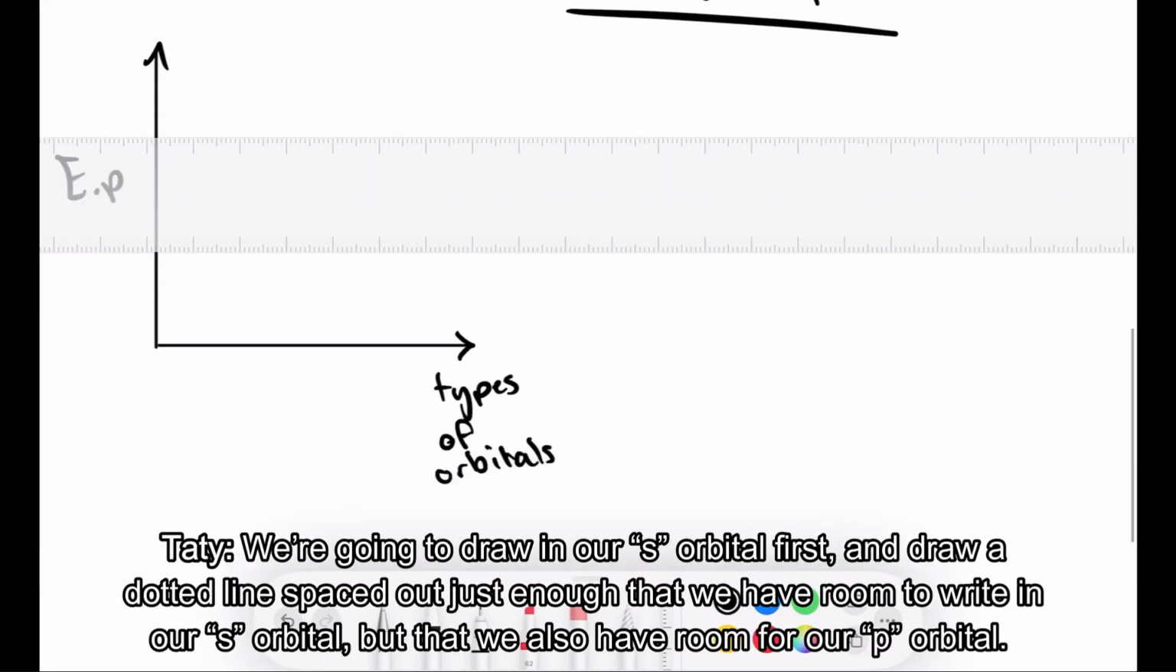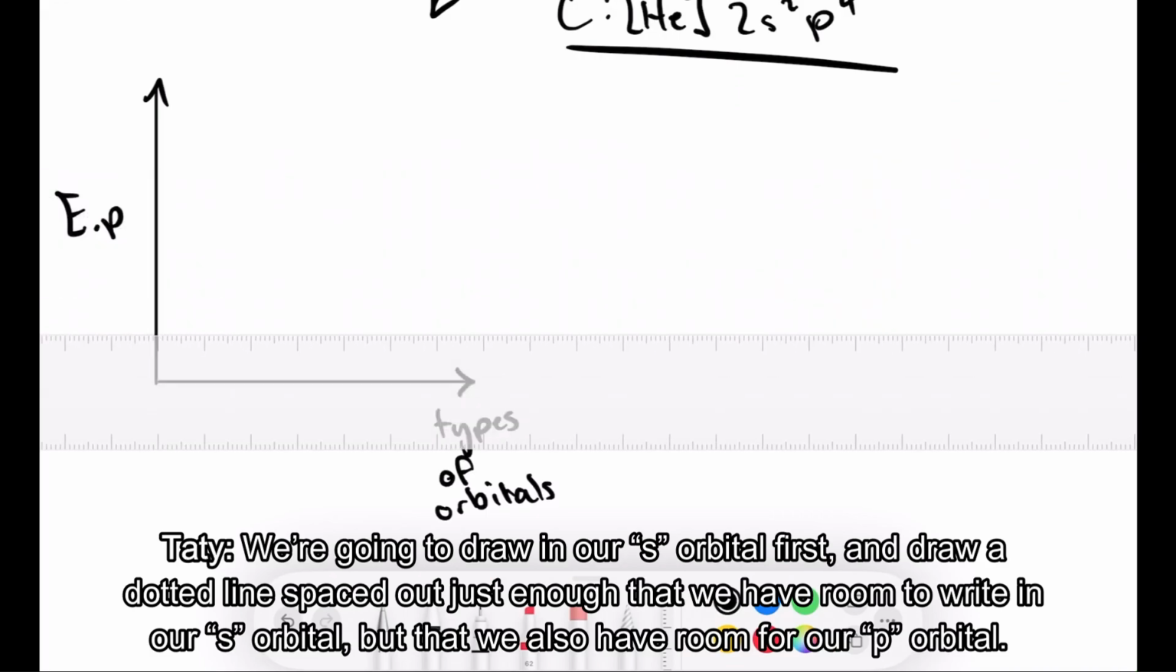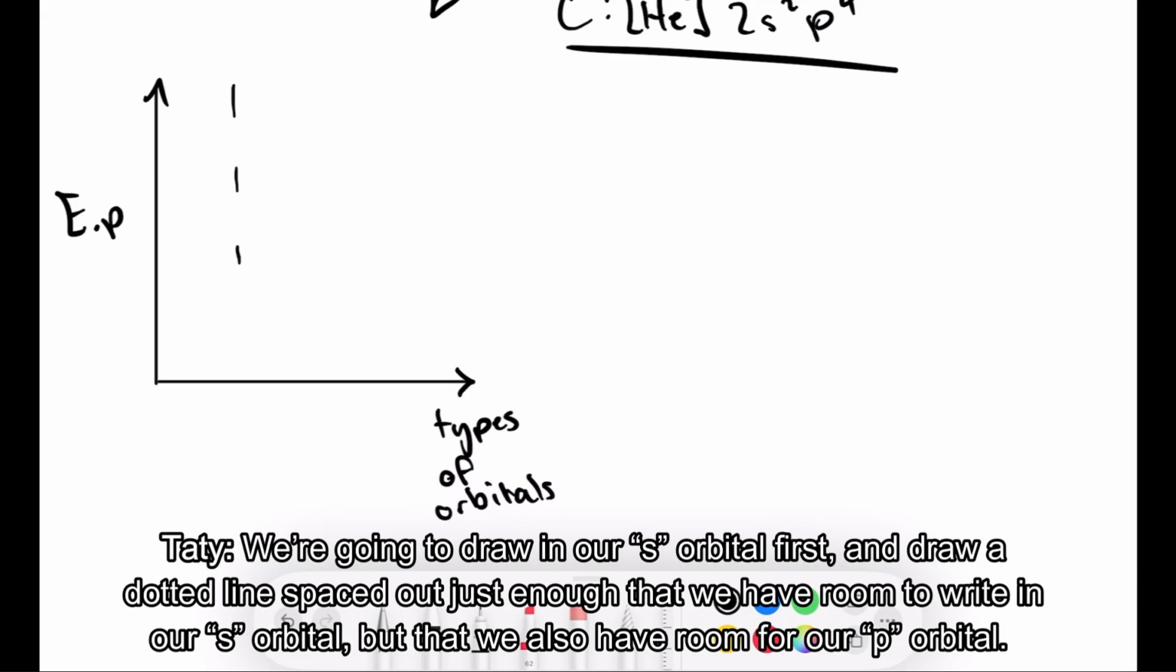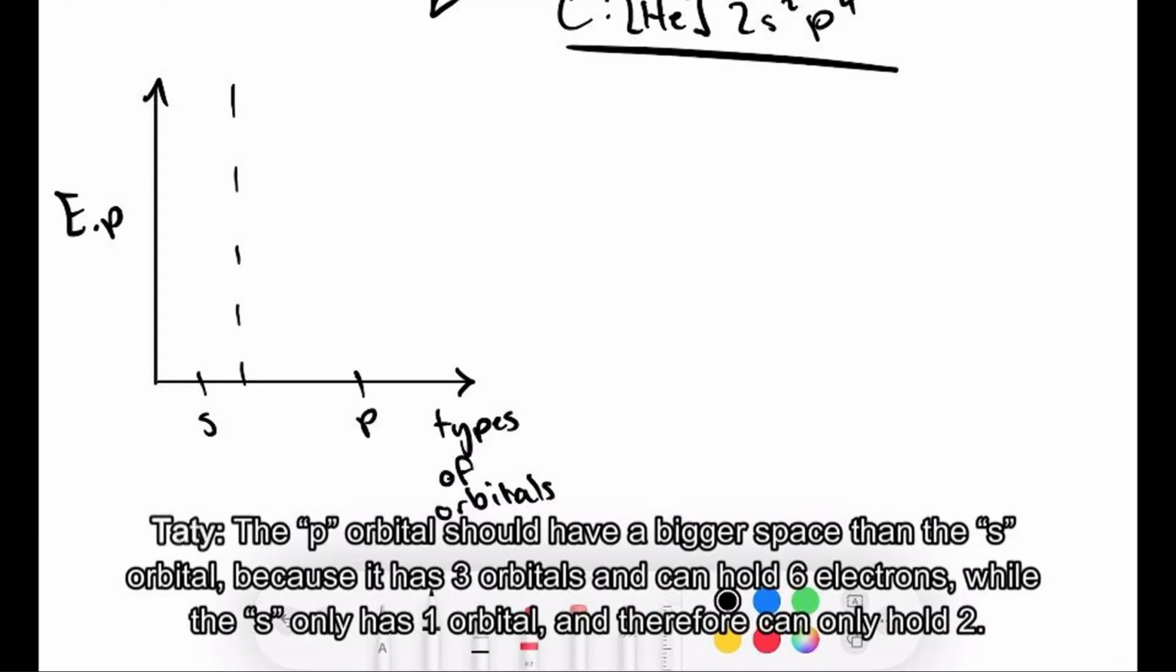We're going to draw in our S orbital first and draw a dotted line spaced out just enough that we have room to write in our S orbital, but that we also have room for our P orbital. The P orbital should have a bigger space than the S orbital because it has 3 orbitals and can hold 6 electrons, while the S only has 1 orbital and therefore can only hold 2 electrons.